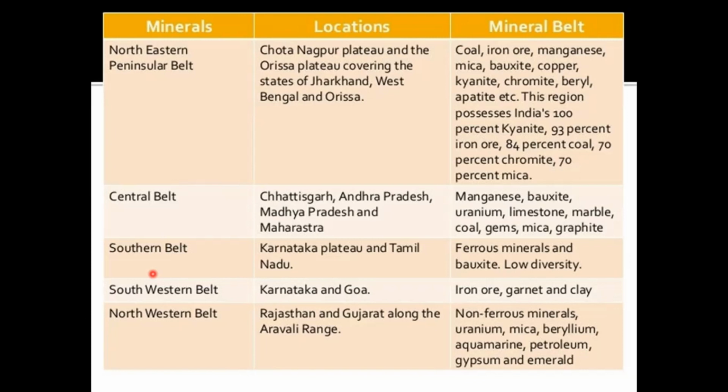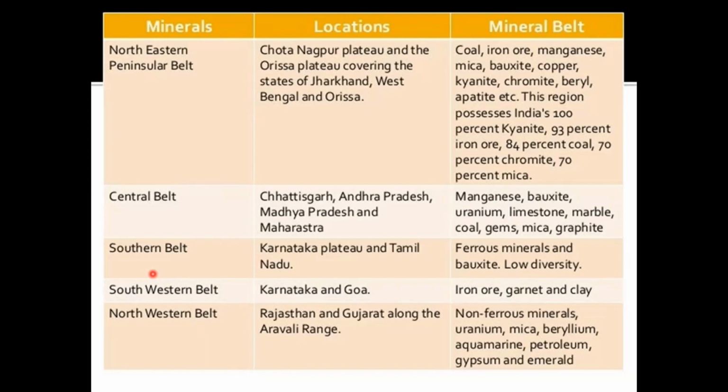If you talk about the minerals found here, you will find coal, iron ore, manganese, mica, bauxite, copper, kyanite, chromite, beryl, apatite, etc. This region possesses India's 100% kyanite, 93% iron ore, 84% coal, 70% chromite, and 70% mica. So you need to understand that it has the maximum minerals found in India.